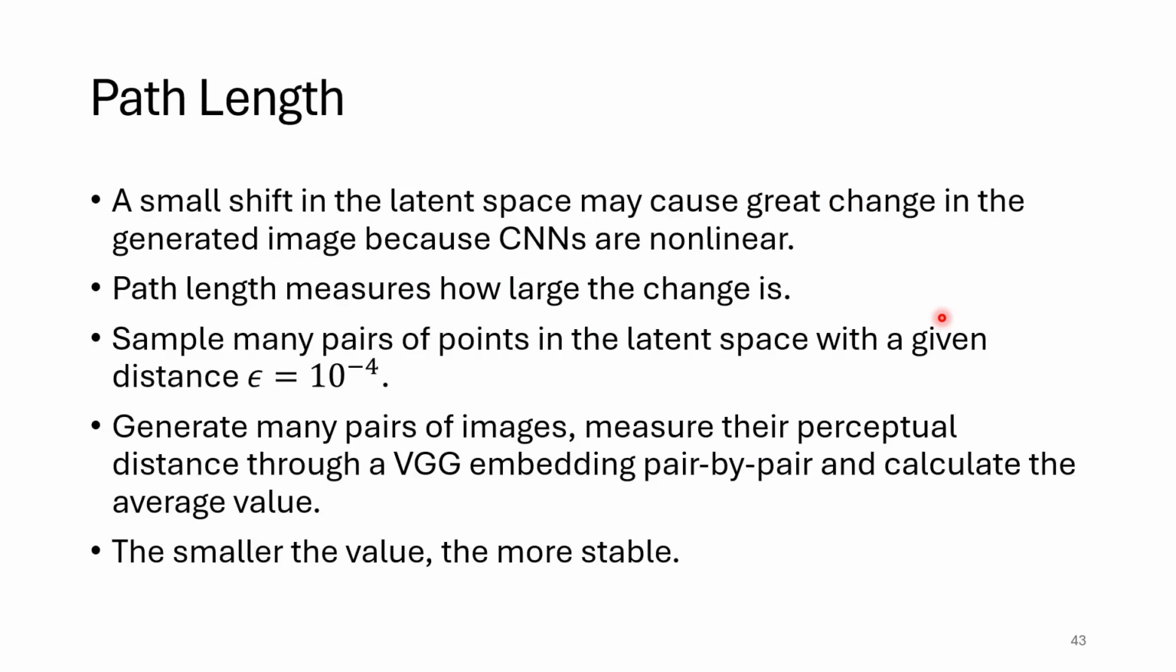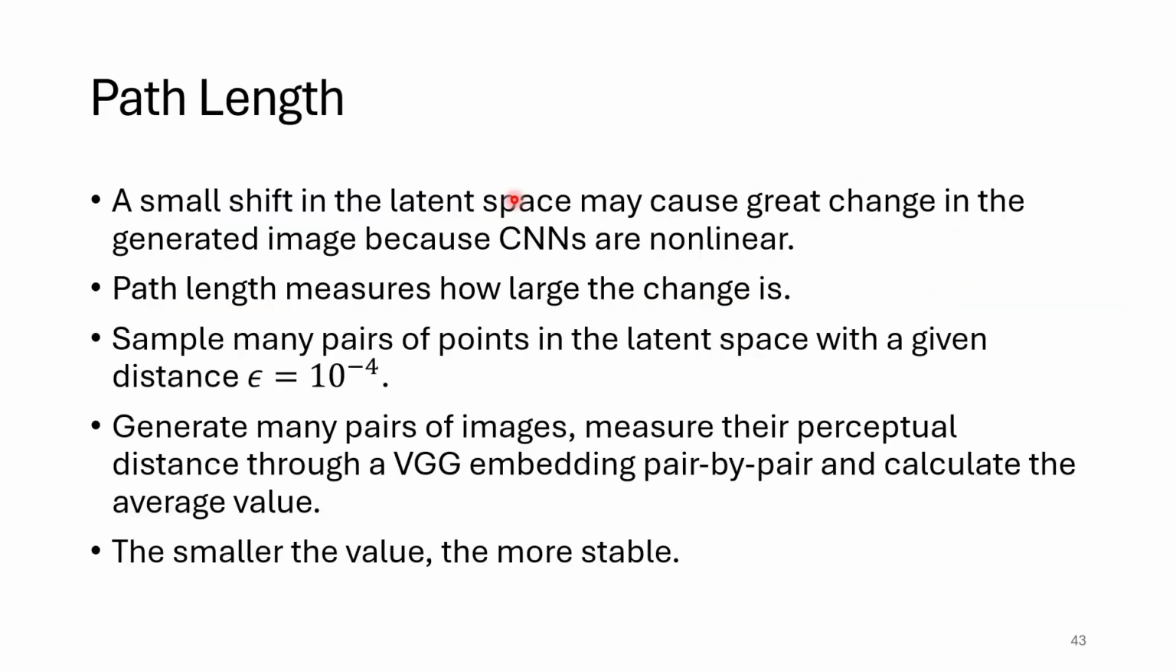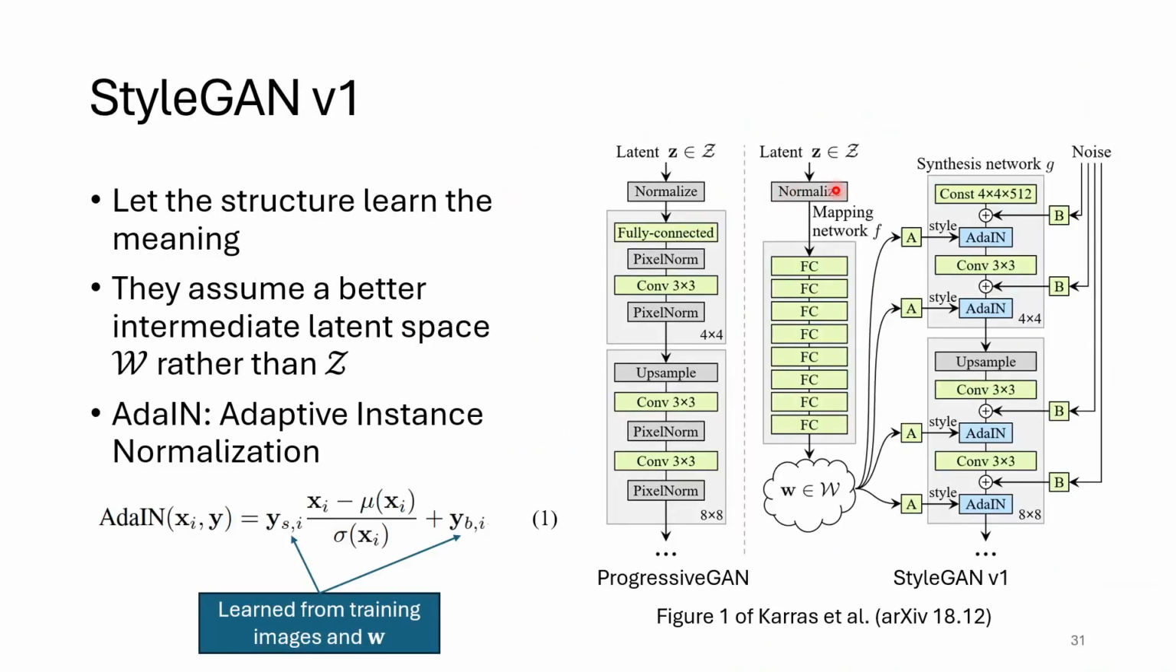So let's talk about what path length is. That is a metric used to measure the result. Path length means, let's take a look at this architecture. Our Z is our input. If we slightly change the value of the input vector Z, then of course our output image will also change. So how much the output image changes is the path length.